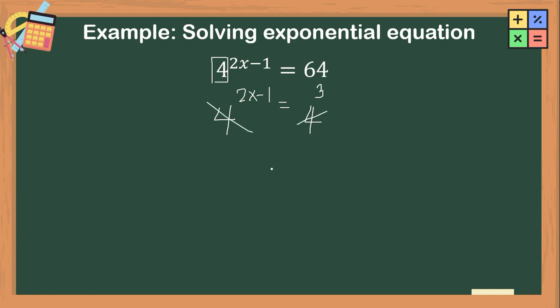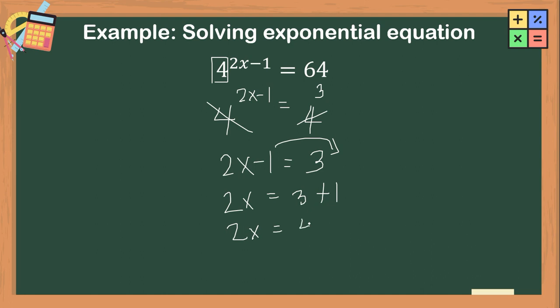Then we can eliminate the base. Then bring down the exponent. Then the answer will be 2x minus 1 is equal to 3. Then don't forget that we're going to transpose negative 1 to the other side to get the value of x. Then 3 plus 1. Then 2x is equivalent to 4. In order for us to know the value of x, we need to apply the division property of equality, divide both sides by 2. Then the answer here is x is equal to 2. And that is the final answer now.